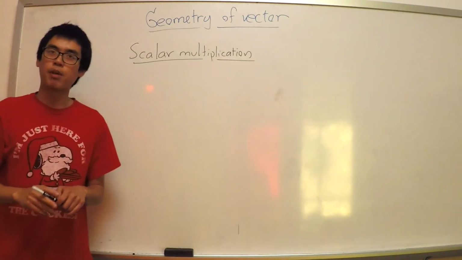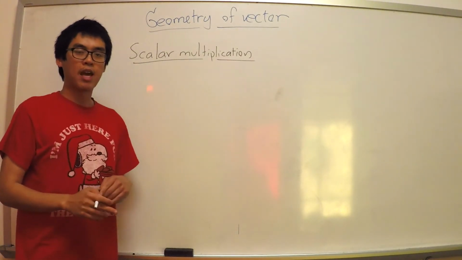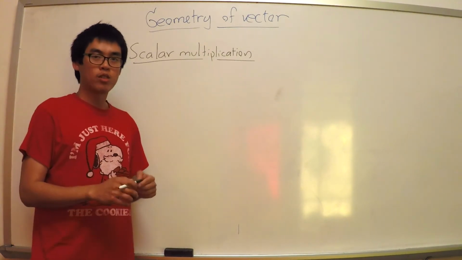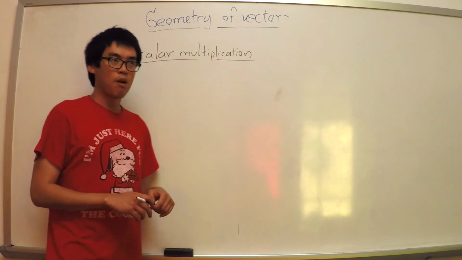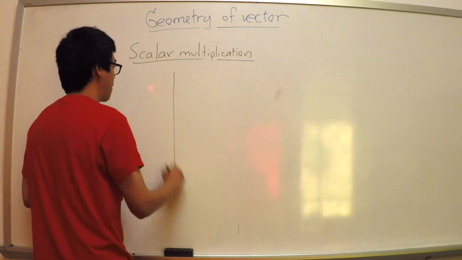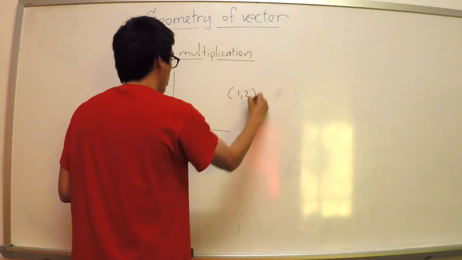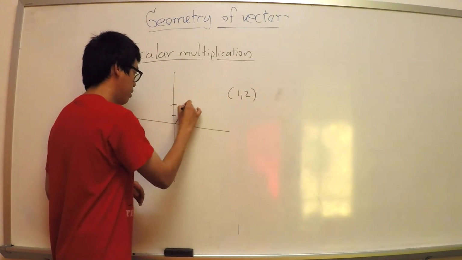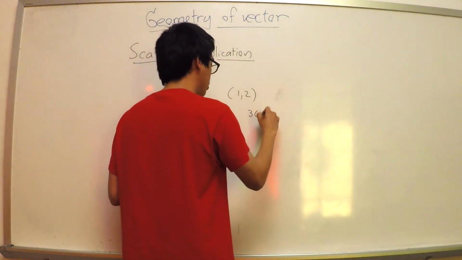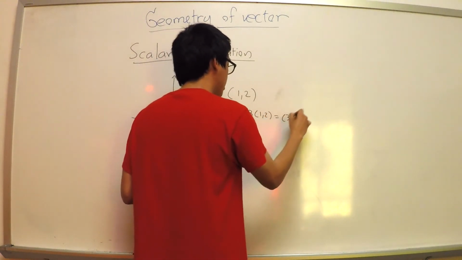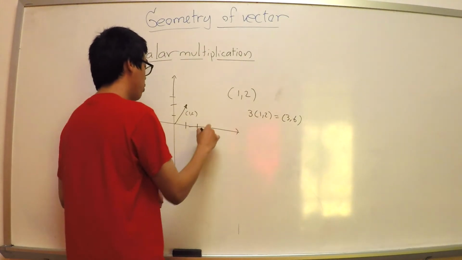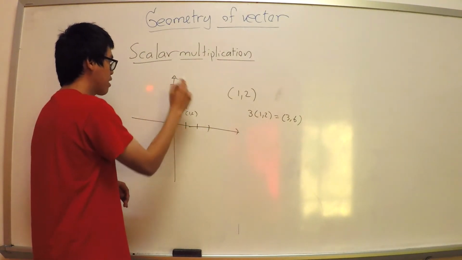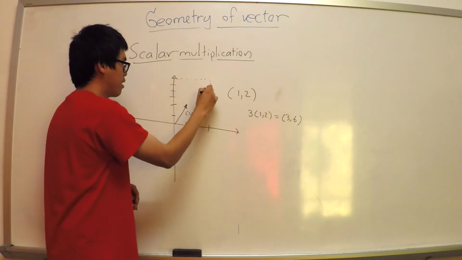How about scalar multiplication? Scalar multiplication will scale the vector. So you get a new vector that points in the same direction or the opposite direction, but has a different length. For example, if you have (1, 2) as before, that is this vector. If you do 3 times (1, 2), that will give you (3, 6). So 1, 2, 3 horizontally, and 1, 2, 3, 4, 5, 6 vertically. So we end up at this point.